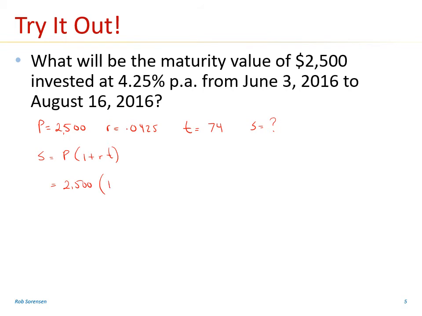2500 times 1 plus 0.0425. And now I'll convert the time into years as well. And if we go ahead and work all that out, I got $2,521.54. I hope that's what you got, that things worked out okay for you too. Notice the maturity value is always going to be bigger than the original principal P, as long as we're going forward in time with a positive interest rate, of course, which is pretty normal in real life. So we should get a slightly bigger number, shouldn't we?